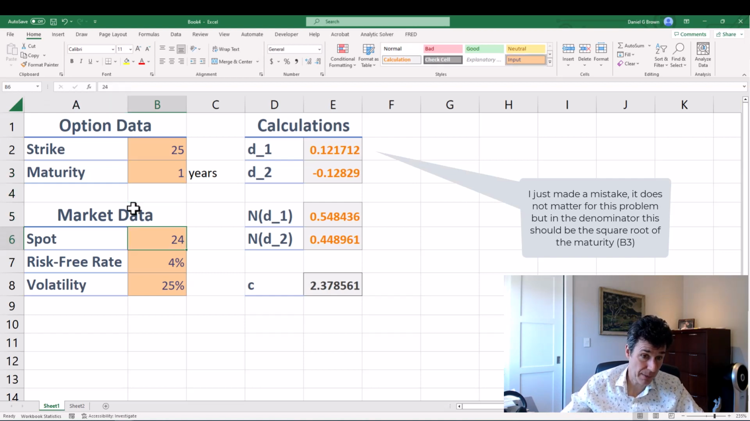Second, market data. Again, the Black-Scholes-Merton framework assumes that the risk-free rate and volatility are constant, and the only thing that can change is spot. If the other numbers can change, then our model's not correct.